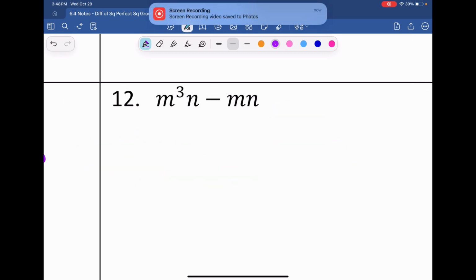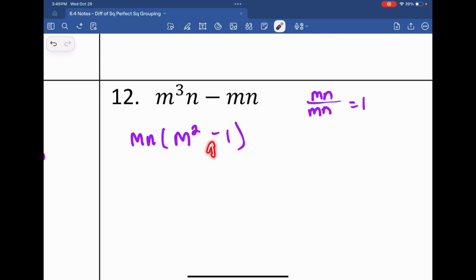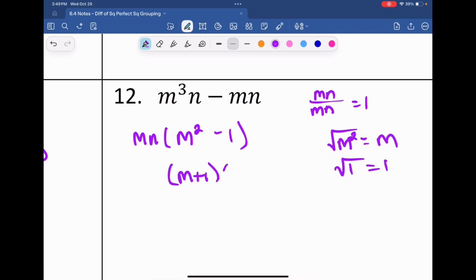Okay, m cubed n. So they both share an m and an n. N squared. Now remember, when you factor out an mn out of an mn, that's 1. Difference, even exponent, square. Square root of m squared equals m. Square root of 1 is 1. So m plus 1, m minus 1, and your original GCF.